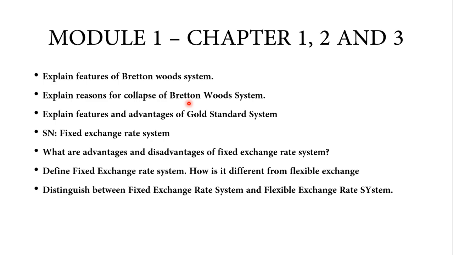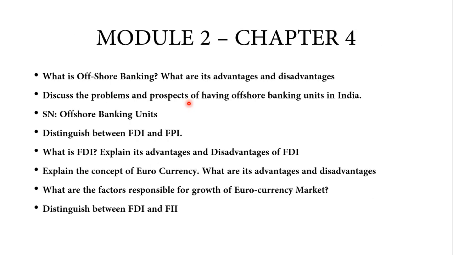So, like a distinguish between. Similarly, they can give you a direct question also: distinguish between fixed and flexible exchange rate system. These are all the topics you need to cover under module number 1. Next, module number 2, chapter number 4. What is offshore banking and what are the advantages and disadvantages?